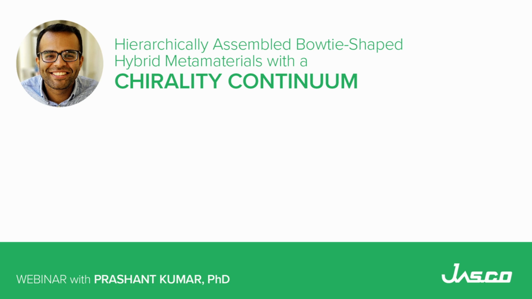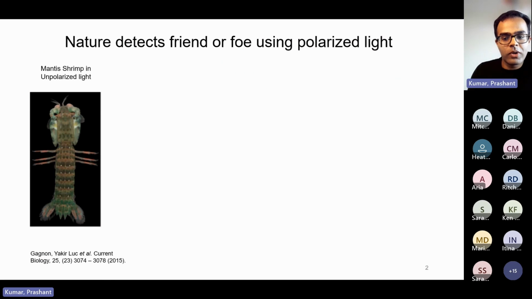I'm going to be talking about these bow ties that we just published. This is a part of my postdoctoral work here at the University of Michigan, Ann Arbor. But first, before we get into what bow ties are, I want to tell you a little bit about how nature is using polarized light. This has a connection with what we are trying to do with bow ties, and you will hear a bit more about it during the course of this talk.